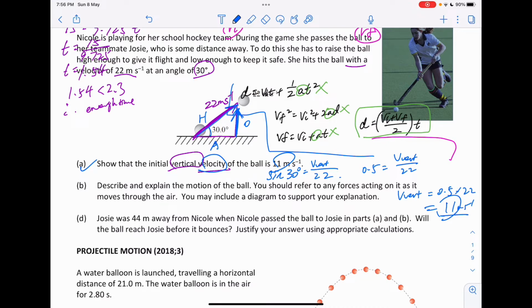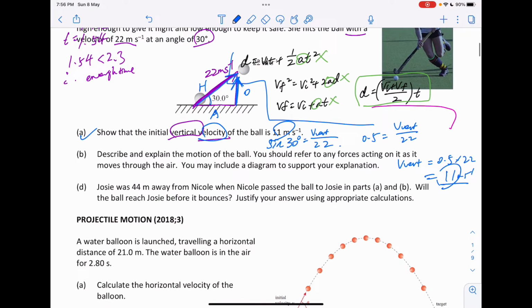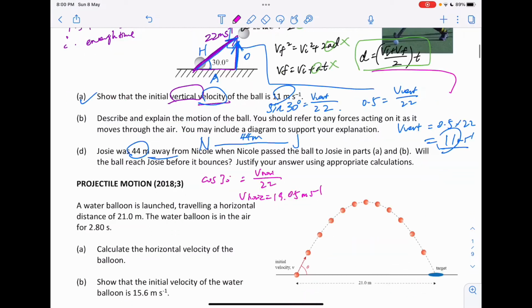Okay. Josie was 44 meters away from Nicole when Nicole passed the ball to Josie in parts A and B. Will the ball reach Josie before it bounces? Justify your answer using appropriate calculations. We have this projectile motion thing, right? And this is 44. Vertical velocity is 11 meters per second, and it ends with vertical velocity of minus 11 meters per second, which is 11 meters per second downwards.